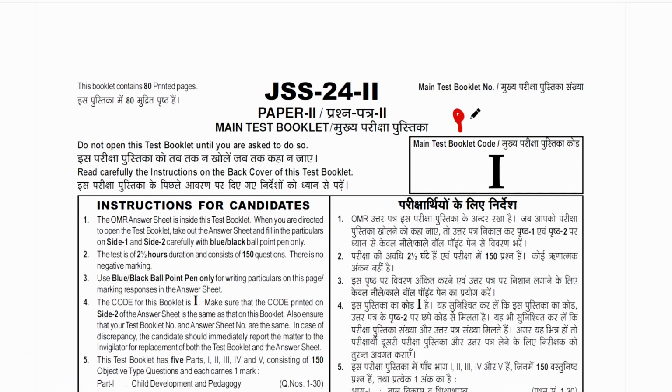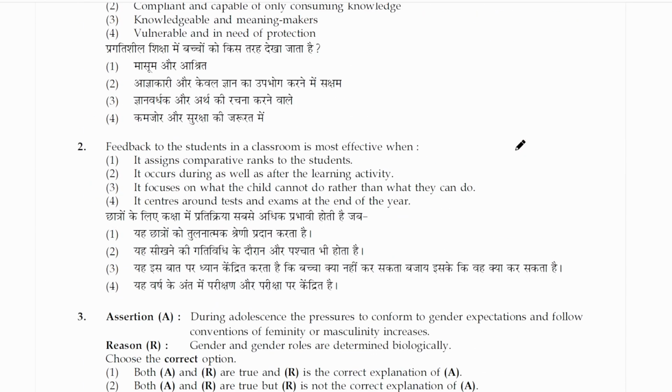So these were the 5 A&R questions from the CDP of paper 1, July 2024. We'll now move on to paper 2 of July 2024. So this is paper 2 of July 2024 and there are 6 questions. So let's find these 6 questions.